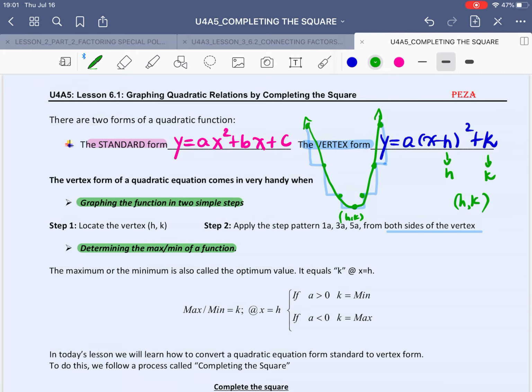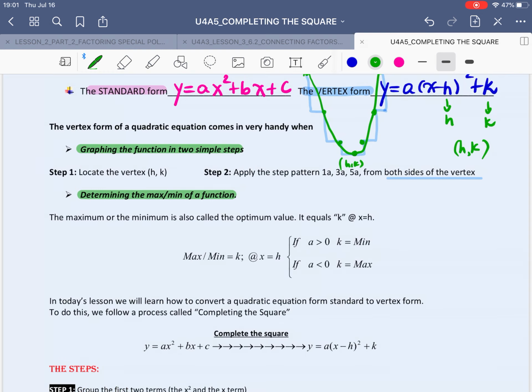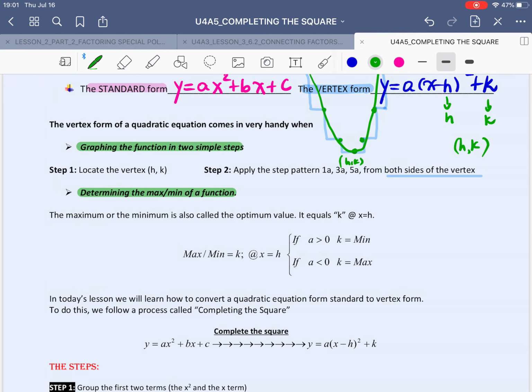So this is the number one thing that the vertex form comes in very handy. The next one is when we solve application questions. Very often in application questions, we are asked to find the minimum or the maximum value of a function because it might represent some unknown quantities that we have an interest in.